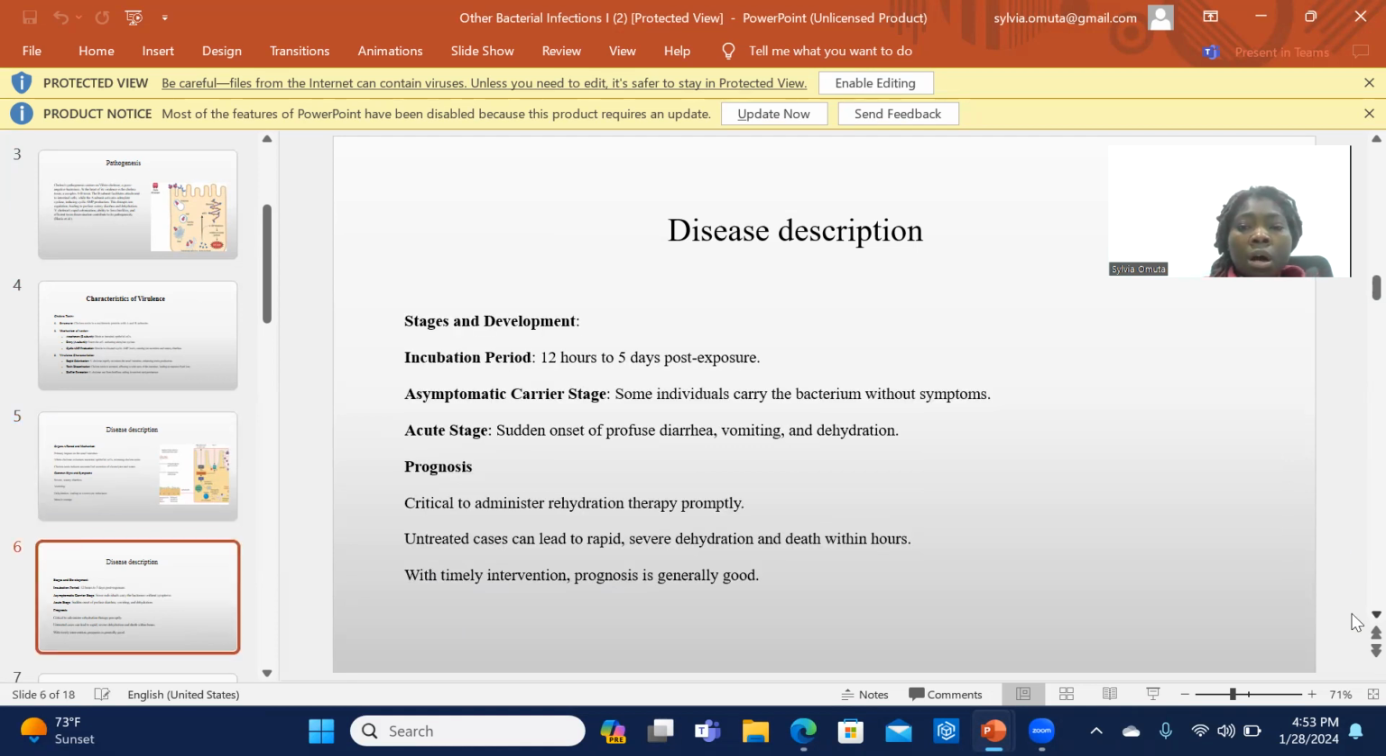Stages and development of cholera. Incubation period takes between 12 hours to 5 days post-exposure. Asymptomatic carrier stage: some individuals carry the bacterium without symptoms. Acute stage: sudden onset of profuse diarrhea, vomiting, and dehydration. Prognosis: it is critical to administer rehydration therapy promptly. Untreated cases can lead to rapid, severe dehydration and death within hours. With timely intervention, prognosis is generally good.